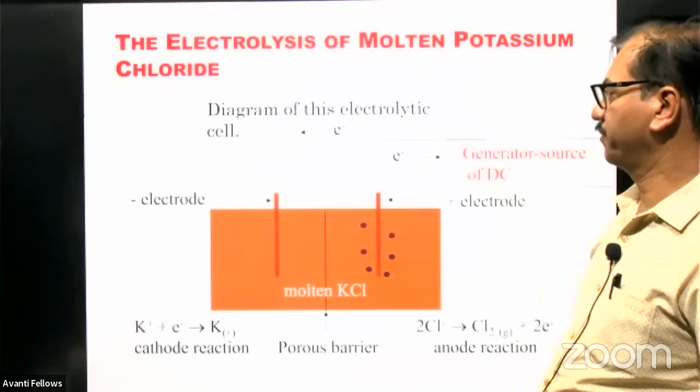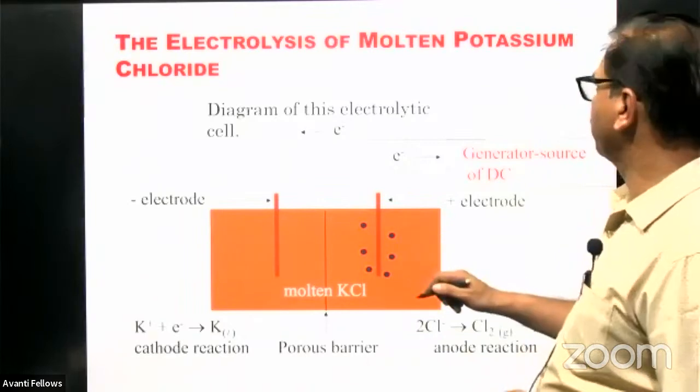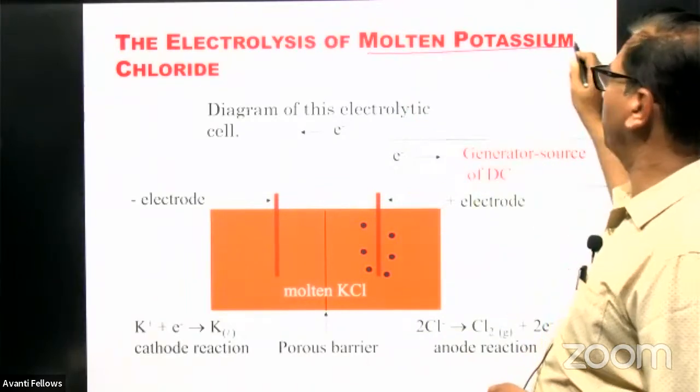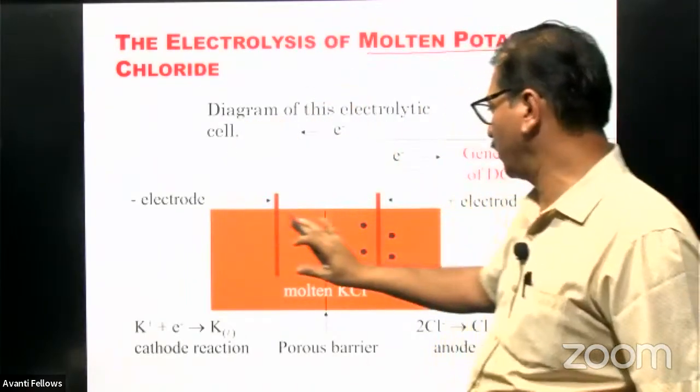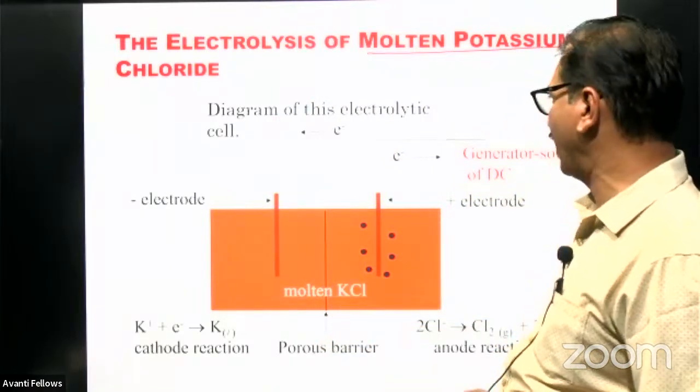Now let us take an example. So in this example, molten potassium chloride is taken. Molten potassium chloride is taken here. This is an electrolytic cell.